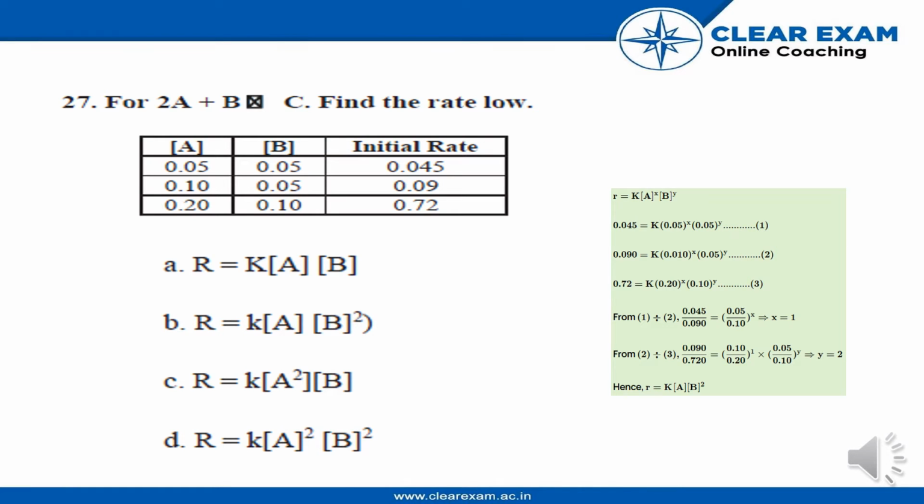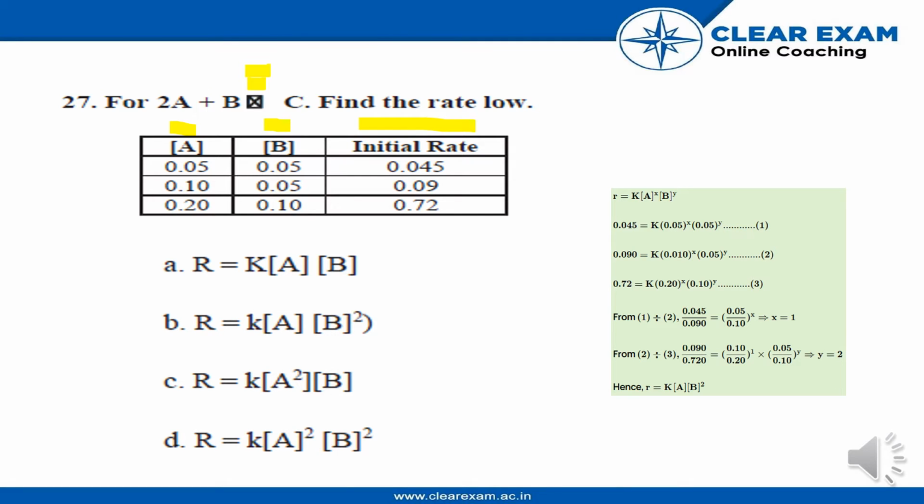We have given 2A + B = C. This is nothing but an equal sign, don't get confused. That is equal to C. We need to find the rate. So in order to find the rate of this chemical reaction, first of all we have given the compounds, that is A, that is B, and the initial rate.